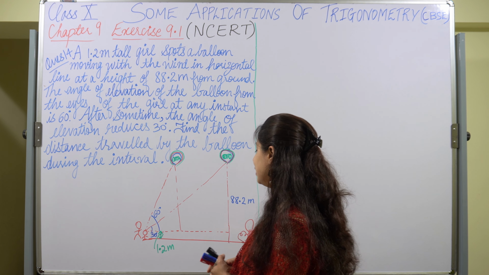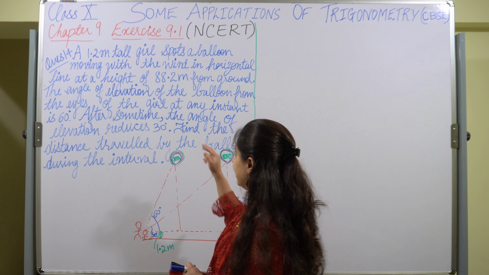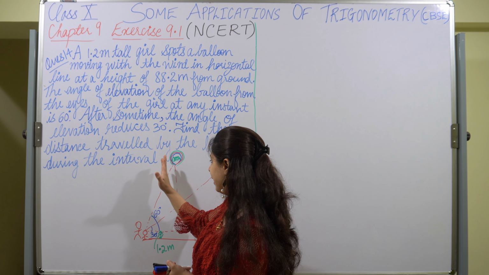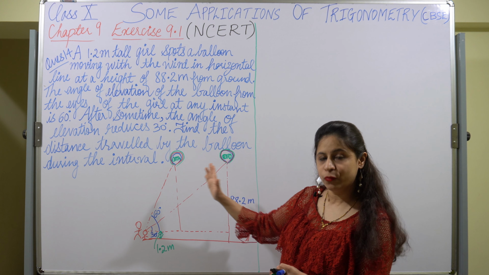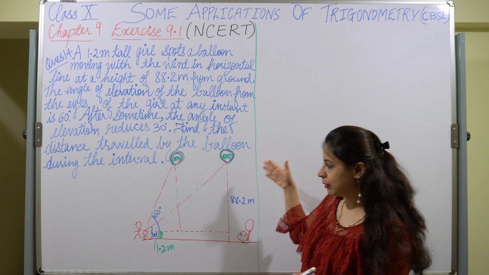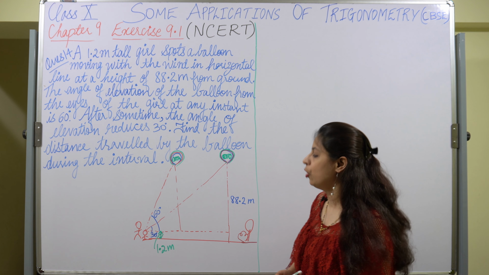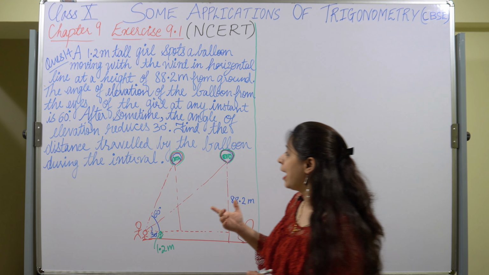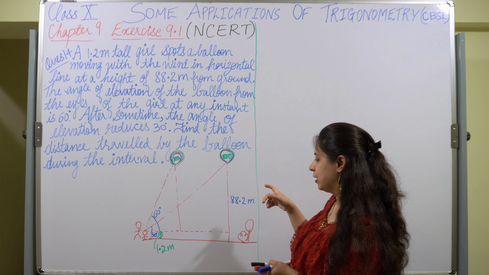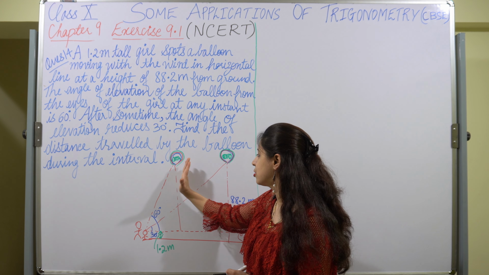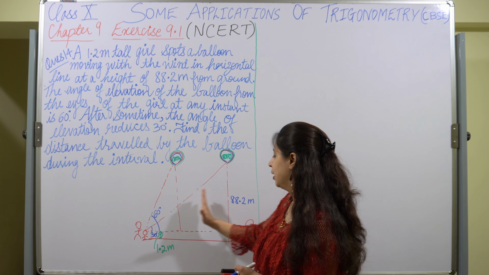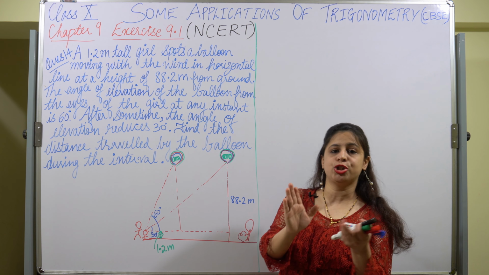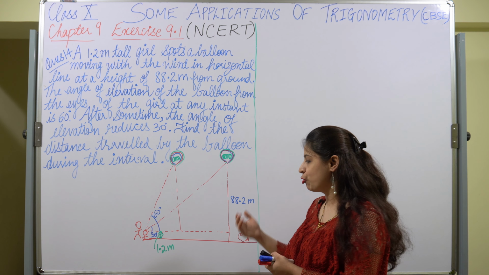As well as they have given us that the angle of elevation, first it was 60 degrees, and as the wind blew, the angle of elevation reduced to 30 degrees. So we need to find the distance travelled by the balloon. That means how much distance there is between the previous position and the final position of the balloon.